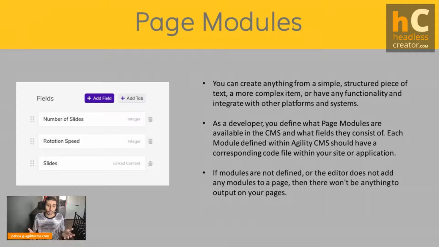Now, you can create any type of page module you want, really. Anything from a simple structured piece of text to a more complex item, or even have any type of functionality you want, really, that integrates with other platforms and systems, such as like a form provider or a digital asset manager. As a developer, you get to decide what page modules are available in the CMS and what fields they consist of. Each module that's defined in Agility should have a corresponding code file that lives within your website or application. If modules are not defined or modules aren't added to a page, then there won't be anything to output to the front end of your pages.